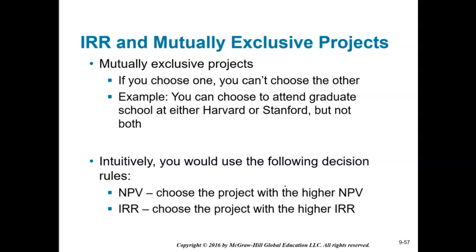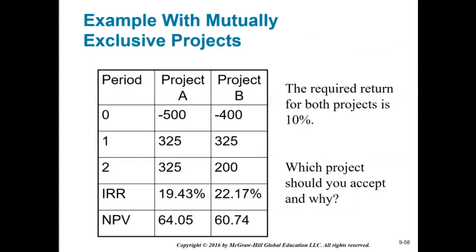Let's see an example of mutually exclusive projects. You have two projects that are mutually exclusive, with 500 and 400 as the initial investment. Note that the cash flow in the first year is the same. In the second year, project A is giving more cash flow than project B, right? The IRR is 19.43% and 22.17%. NPV is 64 and 70.